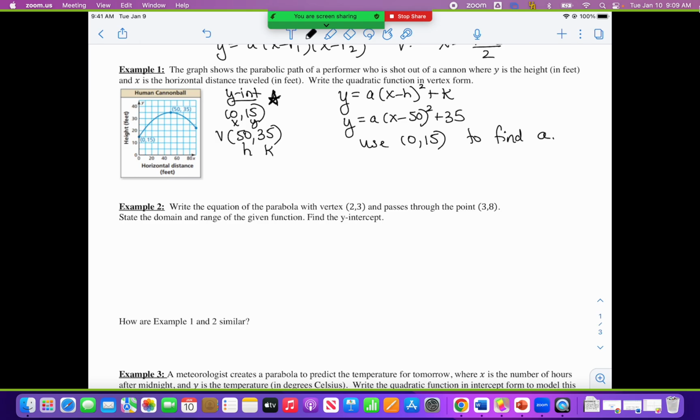Let me repeat that. Once I know the vertex, I can use vertex form, plug in the h and the k. Then I have to be given a second point, x and y, to help me find the a value. You will always have to find the a value. In a final answer, you'll never leave a. So here we go. This is going to be 15, because this is the x and the y now, equals a times 0 minus 50 squared plus 35.